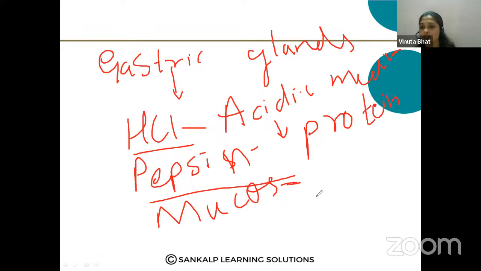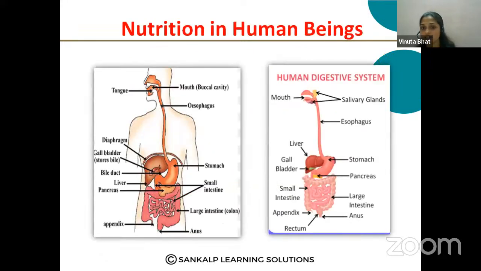And what is the function of the mucus? This mucus prevents the walls of the stomach from the HCl. So HCl is an acid. The acid in the walls of the stomach is prevented by the mucus. Okay, the mucus helps to protect the stomach walls. So this is how digestion takes place in the stomach, very important.